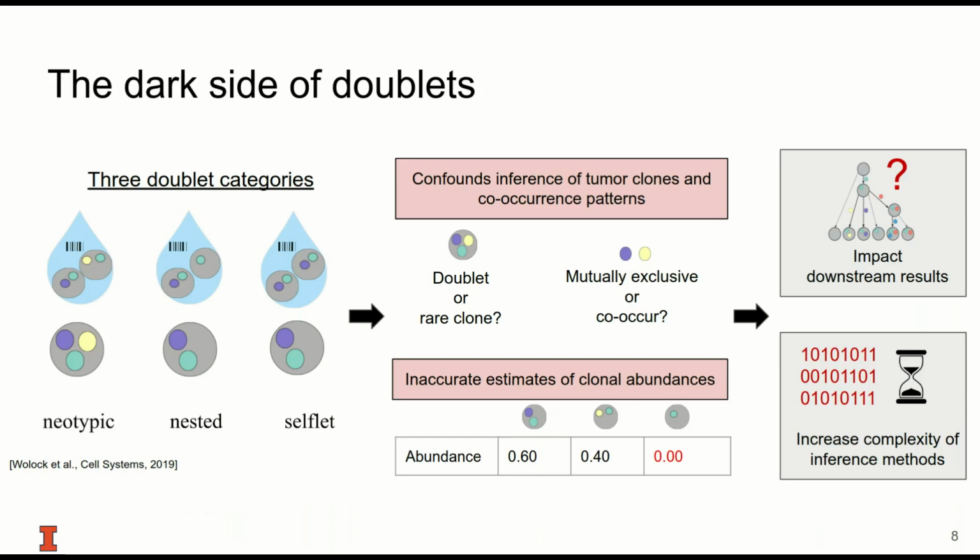So you might ask, well, cells are pretty small, does it really matter if we capture two instead of one? And the answer is yes, sometimes it can. So in fact, we can further break doublets down into three categories.